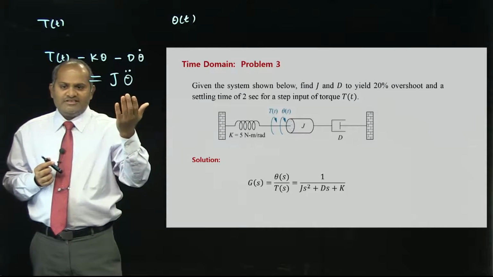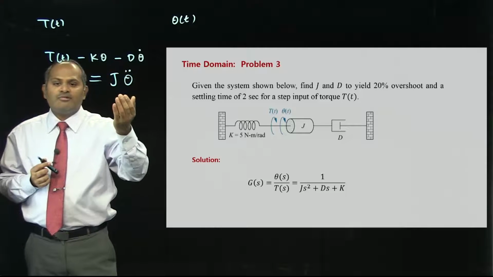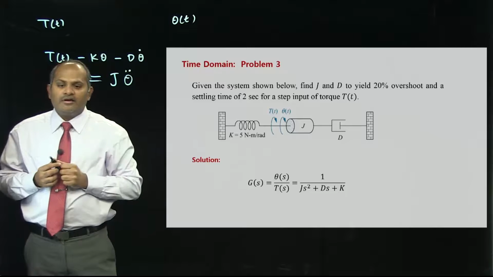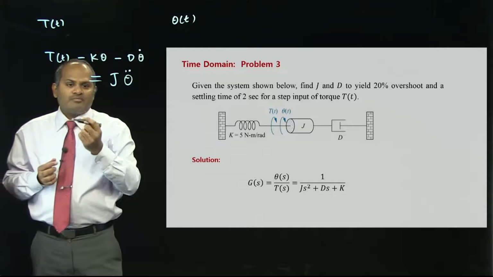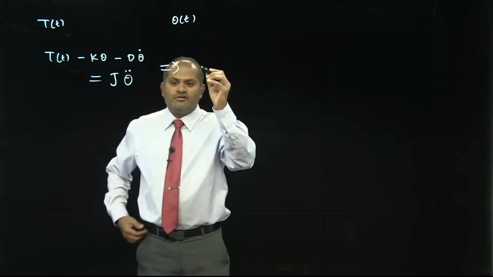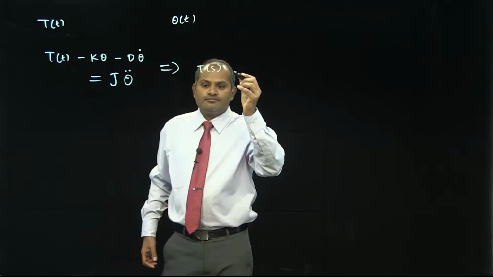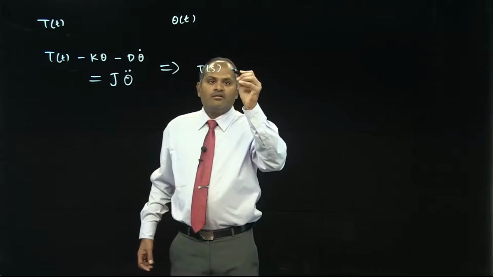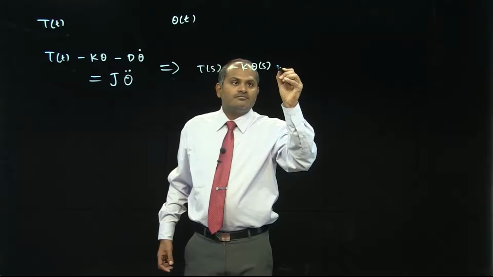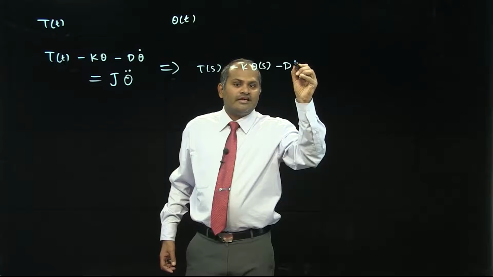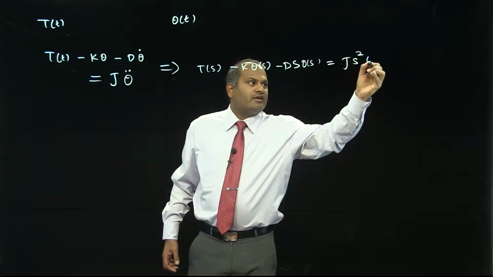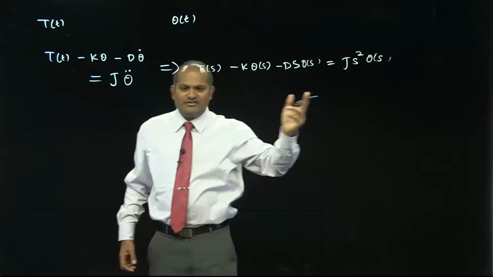So, this is like the force equation. Resultant force equals mass into acceleration. Resultant torque equals moment of inertia into angular acceleration. So, we can directly formulate the equation: T(s) minus k theta(s) minus d s theta(s), because there is a differential, equals J s square theta(s), assuming 0 initial conditions.